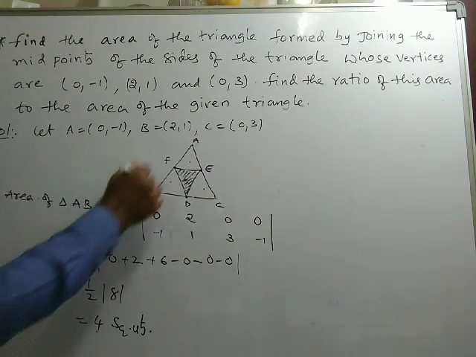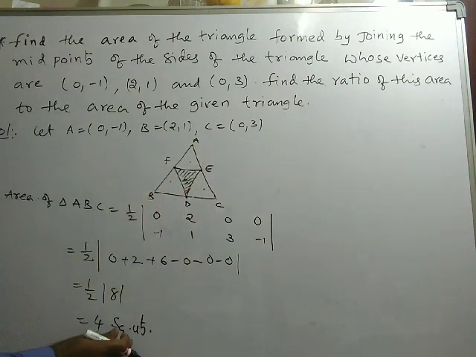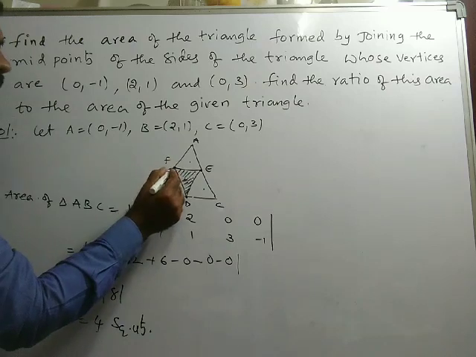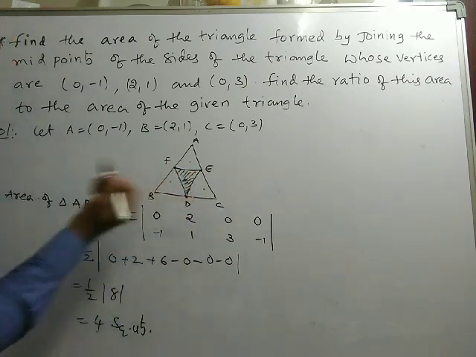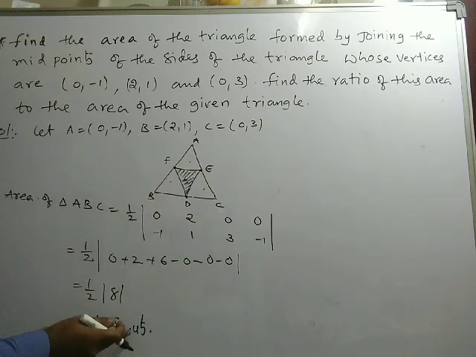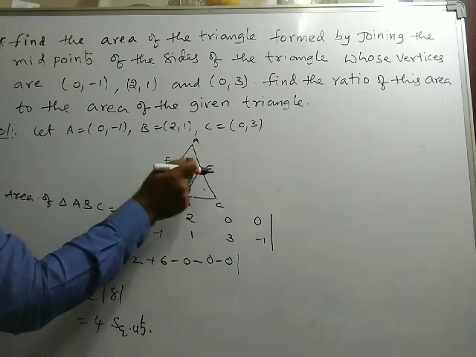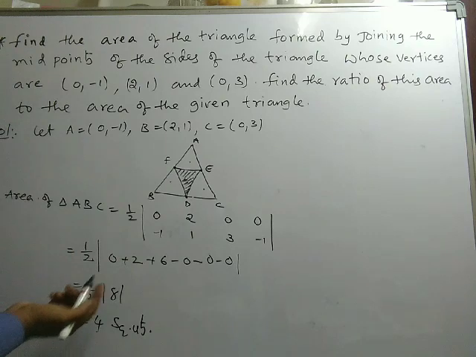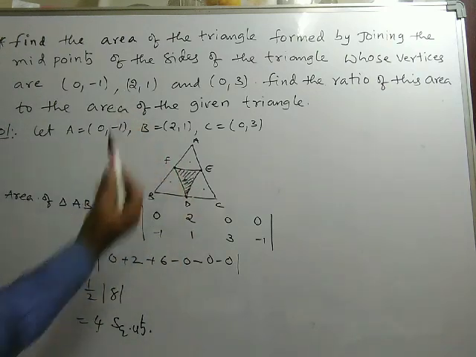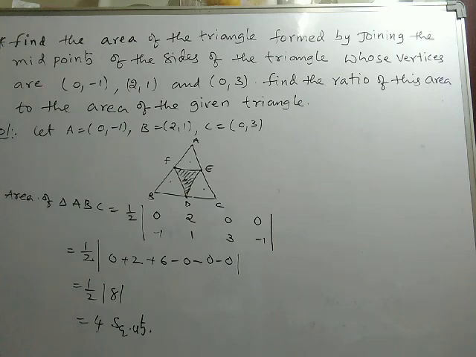So now if the total triangle is 4 square units, can you tell me the area of the triangle formed by the midpoints of this triangle? I think when it is 4 units and each triangle has the same area, each one should be 1, 1, 1, 1. Each triangle has an area of 1.